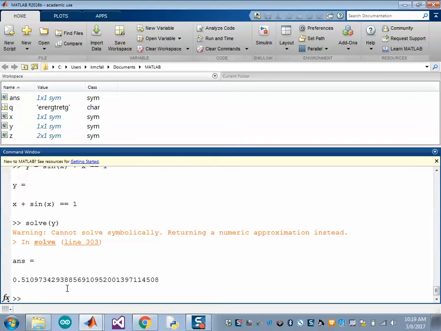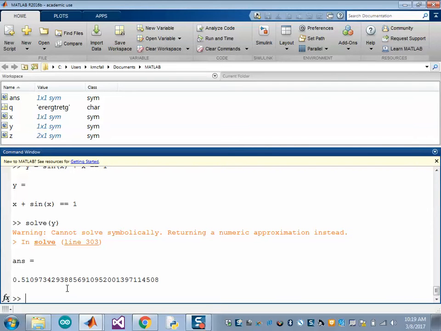There's no, maybe there's a known way to do it. I'm not sure. But if there is a known way, it's very complicated. And so MATLAB gave up. MATLAB tried to solve it symbolically and give you a symbolic result, but it gave up and said, well, screw it. I can't come up with a symbolic expression, so I'm going to come up with a numerical approximation.